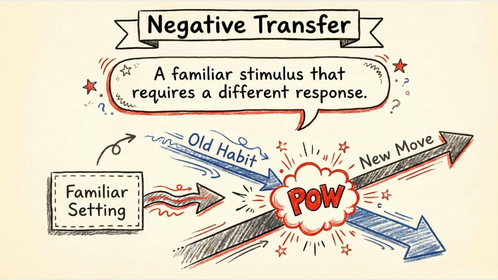Notice the irony at the center of it. The familiarity is exactly what makes it hard. If everything about the situation were brand new, there'd be no entrenched habit lying in wait to interfere in the first place. You'd just be learning from scratch. So negative transfer is, in a sense, a problem of success. You learned the first thing so well that it now intrudes on the second. Keep that definition crisp. Familiar stimulus, different response.